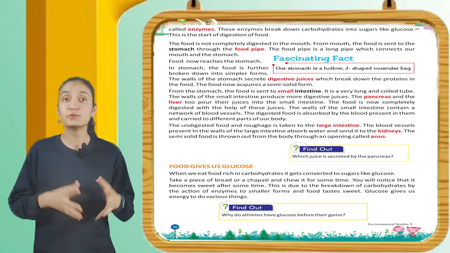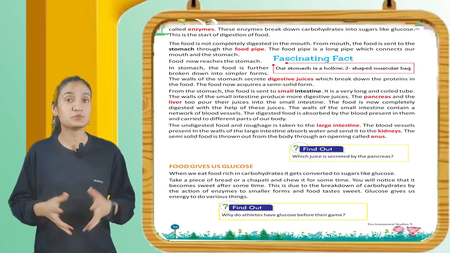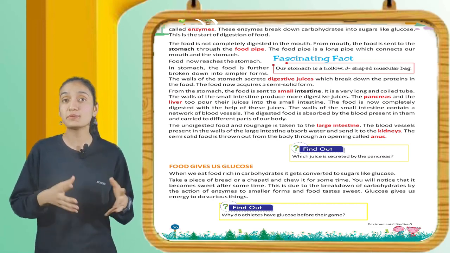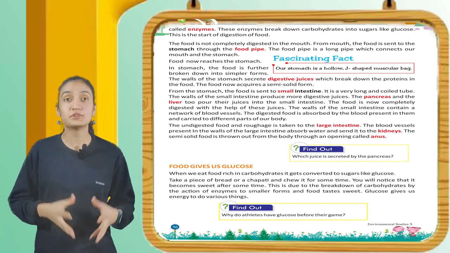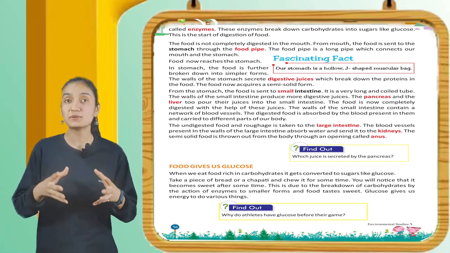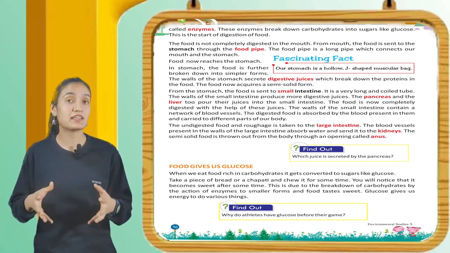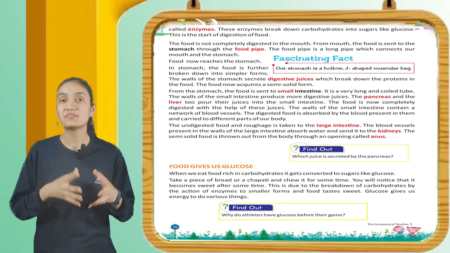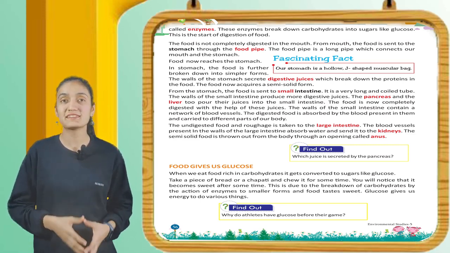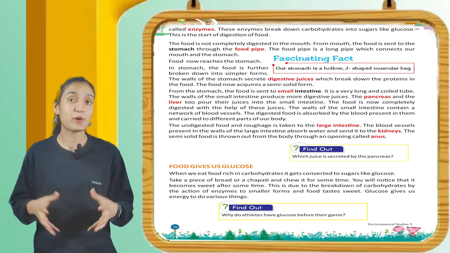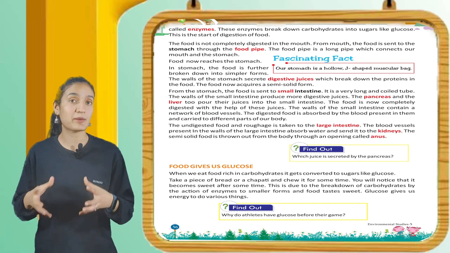From the stomach, the food is sent to small intestine. It is a very long and coiled tube. The walls of the small intestine produce more digestive juices. The pancreas and the liver too pour their juices into the small intestine. The food is now completely digested with the help of these juices. The walls of the small intestine contain a network of blood vessels. The digested food is absorbed by the blood present in them and carried to different parts of our body.